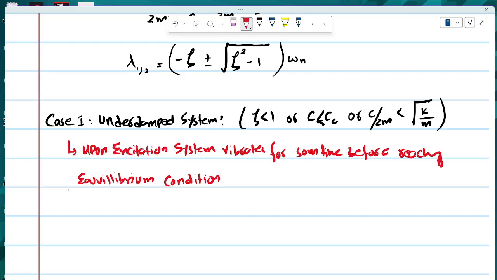If the damping ratio is less than 1, then say it's 0.9; 0.9 squared is still less than 1, so damping ratio square minus 1 is negative, and the whole root becomes an imaginary number. So we rewrite this as minus damping ratio plus iota, the imaginary number, times square root of 1 minus damping ratio square, into omega n.